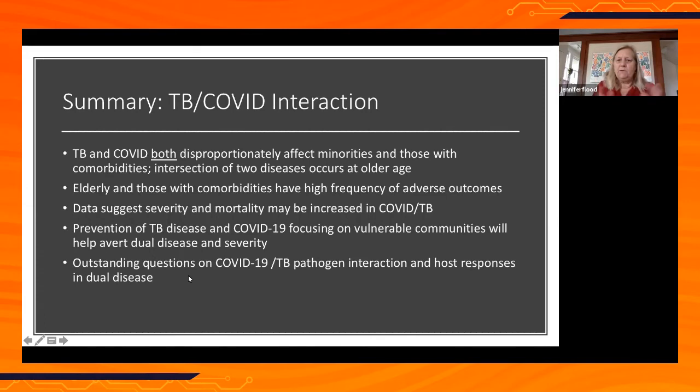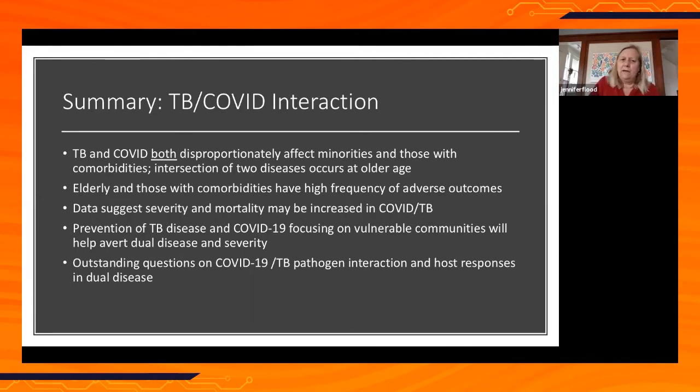So when we tried to look at this interaction, we saw that TB and COVID disproportionately affected minorities and those with comorbidities, and the intersection of these two diseases occurs at an older age. And I'll show you that data in a moment. We also saw that the elderly and those with comorbidities have a high frequency of adverse outcomes when these two diseases occur. And we do see data that both severity and mortality may be increased.